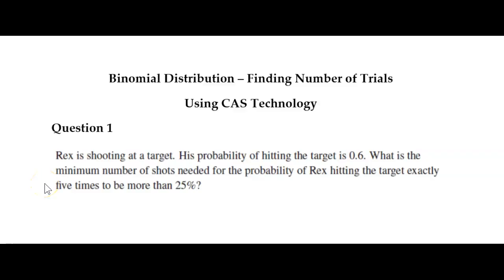In this lesson, we are going to have a look at finding the number of trials for a binomial distribution with the help of CAS technology. Right, so I'm going to look at two different examples here. Let's look at question number one.